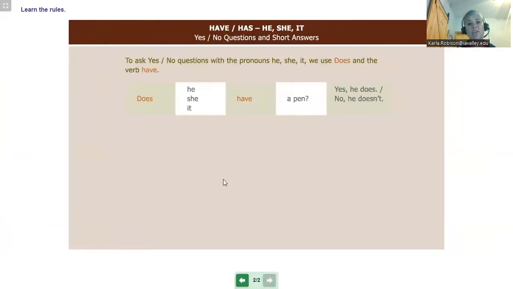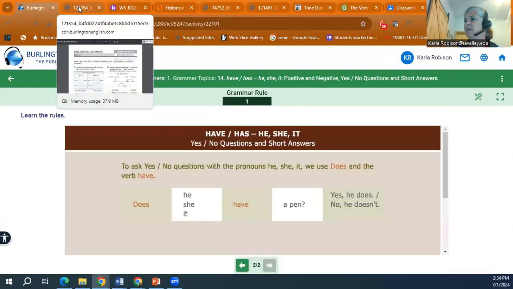So if you want to ask a yes/no question, using he, she, or it, the pronouns, okay, you're always going to use does, and then you're going to put in your pronoun. Does he have a pen? And then you can say yes or no. Okay, so always, if you want to ask a yes/no question, always start with does, and you're going to use have. Does she have a pen? No, she doesn't. Does it have a pen? No. Okay, so let's go back and we'll practice a little bit of this.